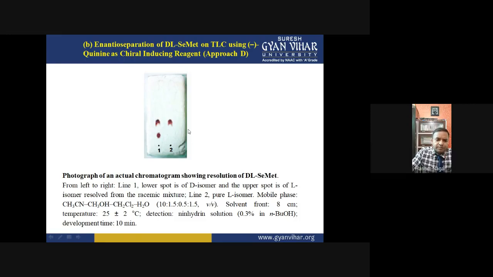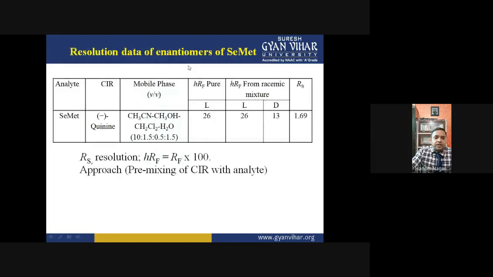So for making these chromatograms visible, it is a must that they should be detected by using a detecting reagent, and here this reagent is used for detection. Here 0.3% ninhydrin was added in butanol, and the development time was 10 minutes. These are the resolution data of the diastereomers of selenomethionine.